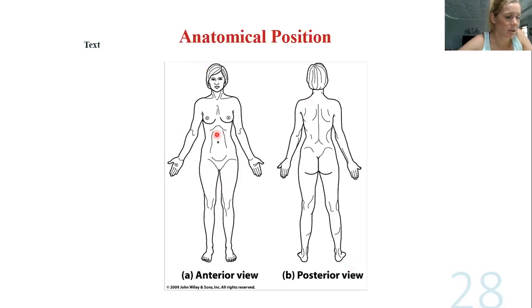You can see her here. Palms are supinated. So again, her palms are facing forward. Okay. Thumbs and fingers are in extension. So again, her hands are basically flat like that. Okay. And this is what anatomical position looks like. Again, her feet are about shoulder width apart. Knees are in extension as well.